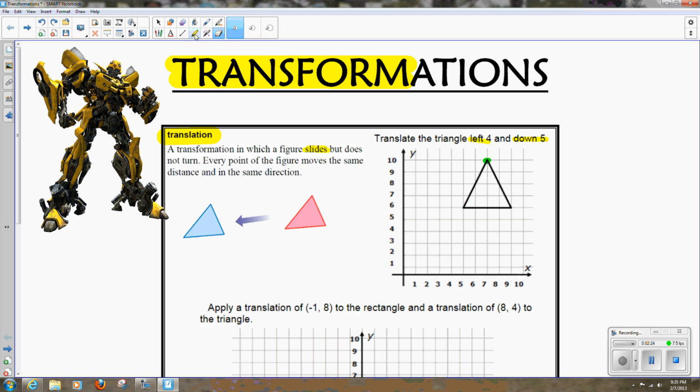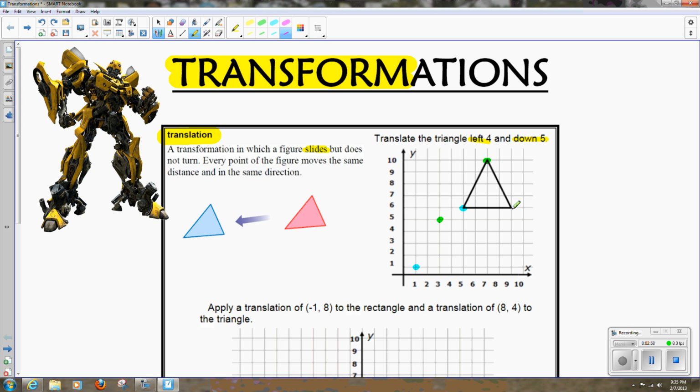Whoops, I did not want to erase that one. Put that one back. So left 4, 1, 2, 3, 4, and down 5. 1, 2, 3, 4, 5. Okay, so then we're just going to do the same thing with each of those other points. Remember, the definition said that every point of the figure moves the same distance and in the same direction. So I'm going to take this point and move it left 4, 1, 2, 3, 4, and down 5. 1, 2, 3, 4, 5.